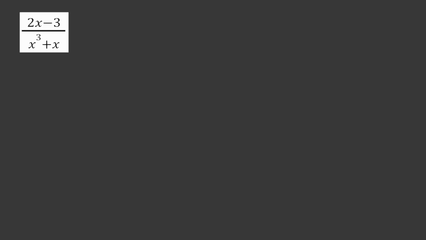In this example, we will be using partial fraction decomposition to rewrite this fraction. However, right here, when we factor out the denominator, which is x cubed plus x, we will get x times x squared plus 1. Notice right here that x squared plus 1 is an irreducible function. And here, the way we're going to rewrite this function is 2x minus 3 all over the factored form, which is x times x squared plus 1.